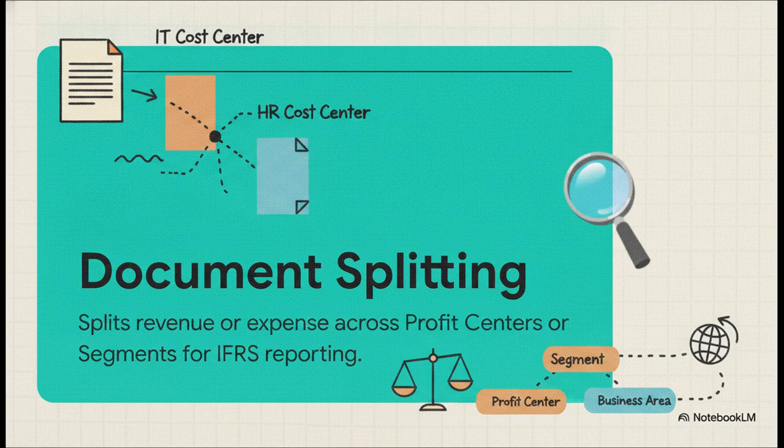We really can't talk about configuration without bringing up document splitting. It's a hugely powerful new general ledger feature. If an interviewer asks you to explain it, just break it down like this. Imagine an expense in FB70 needs to be split between two different departments, say the IT cost center and the HR cost center. SAP will automatically create split documents in the back end to balance those entities out. This is absolutely essential for keeping your IFRS reporting accurate across segments, profit centers, or business areas.